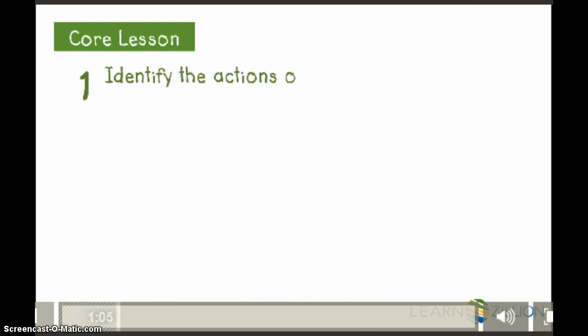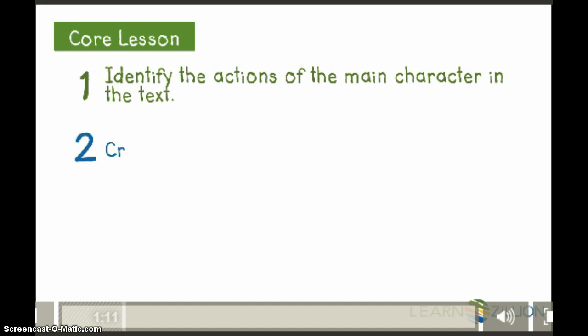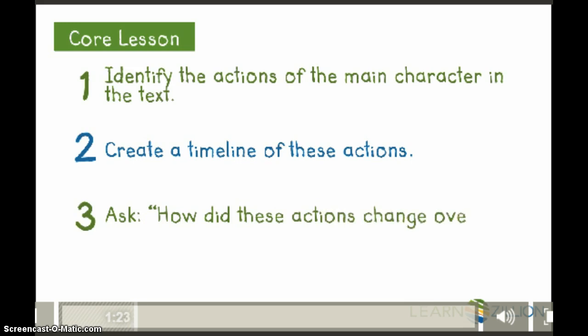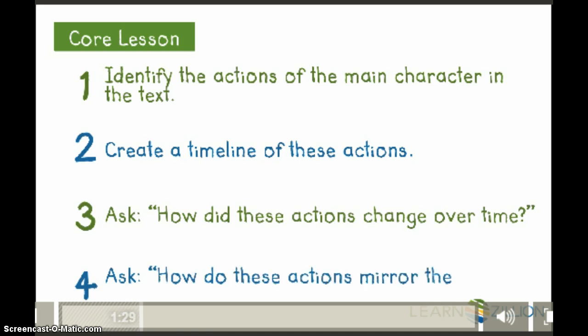First, we are going to identify the actions of the main character in the text. Next, we are going to create a timeline of these actions. Then we will ask ourselves, how do these actions change over time? And lastly, we will ask, how do these actions mirror the theme of the text?